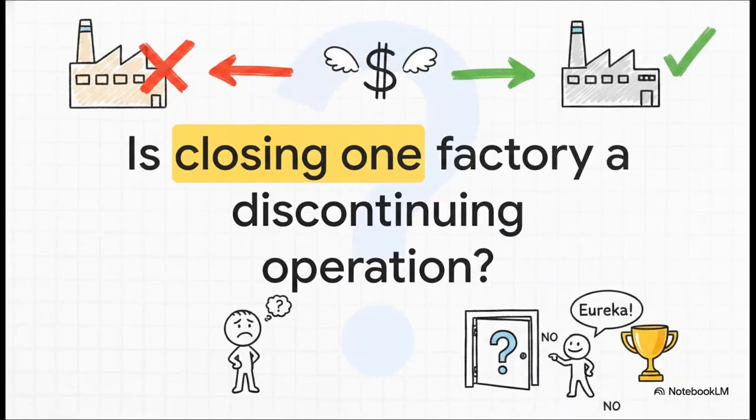To kick things off, let's look at a classic real-world exam scenario. Imagine a company decides to shut down just one of its many manufacturing facilities, right? And they shift that production over to another location just to save a few bucks. So is closing that single factory a discontinuing operation under AS24? Well, at first glance, you'd probably think, yeah, they discontinued the factory, right?